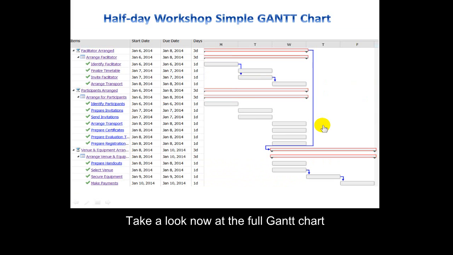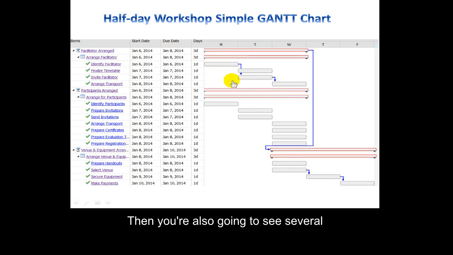So take a look now at the full Gantt chart for the case study of the half-day workshop. And again, remember, this is just a simple illustration. A real project would look a lot more complex than this. You'll see the bars that represent the start and end dates of the milestones, of the high-level activities or work packages, and of the tasks. So you can see start and end dates and get a good picture of how the workflow will happen.